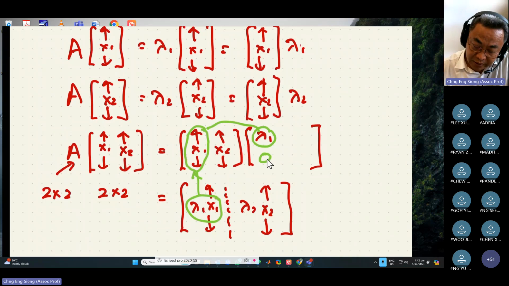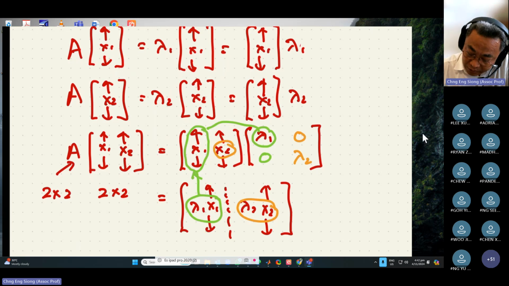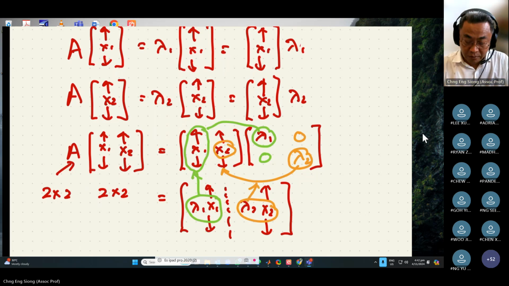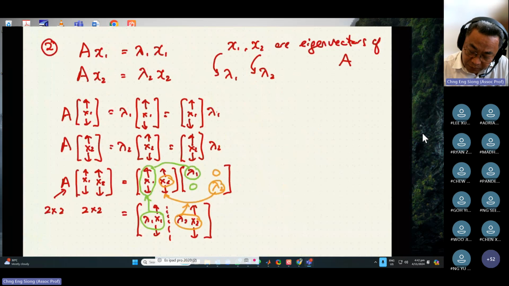Let's see the second guy. The second guy, I need it to be lambda 2 x2. I have already x2. So I need lambda 2. Where do I put the lambda 2? Since this is in the second column, lambda 2 is here. Now, what is the value on top? It is 0 because basically I want 0 multiplied by the first column, lambda 2 multiplied by the second column. So you see, it is this way. And therefore, this becomes here. So then you look and you say that this is more complicated than it is.